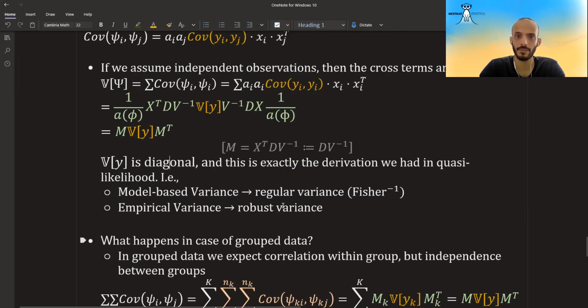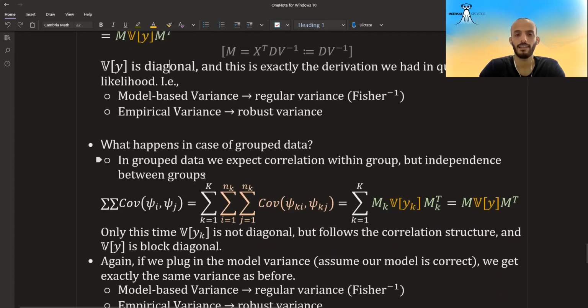But what happens in group data? So this was for independent data. What happens in group data? In group data, we expect a correlation within group, but independence between groups, right? So we can write this sum over here as a sum over the groups first, and then the sum of all the covariance of each individual score with the others. And this can be written in matrix form as this thing over here. Only Vyk now is not diagonal anymore. In this case, the Vyk will be full. It will depend on the correlation structure that we specified. And again, we can write this whole thing as this matrix multiplication over here. And this time, V is a block diagonal matrix.